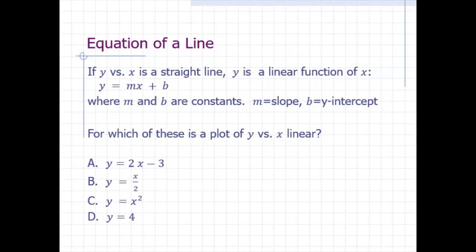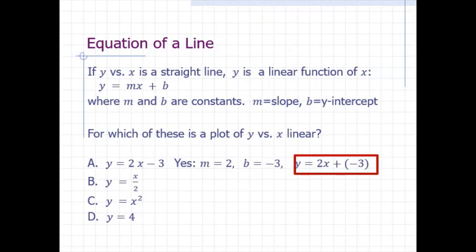Let's take a look at choice A. This describes a linear relationship. We can see that the coefficient of x is 2, which is a constant. This means that m is equal to 2. Subtracting 3 means adding negative 3. This means that b is equal to negative 3. In other words, in this case, y is 2 times x plus negative 3.